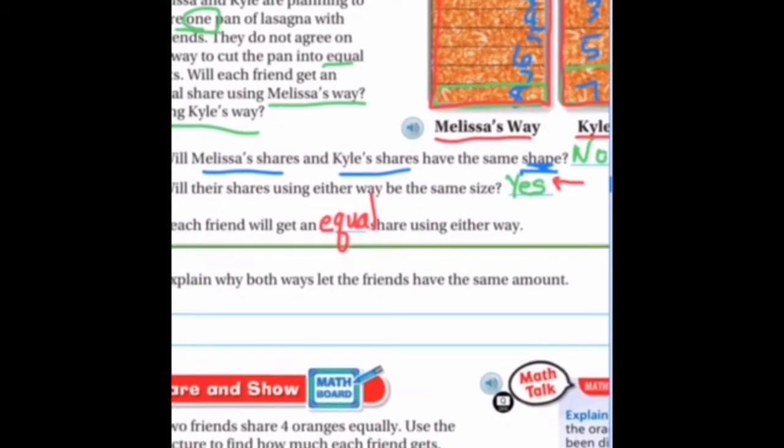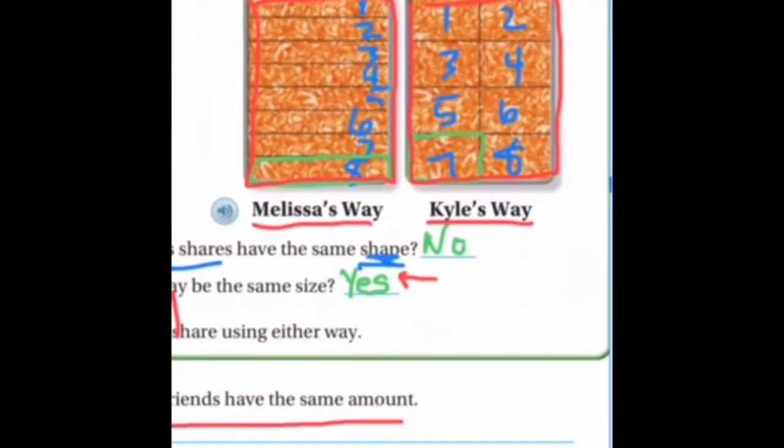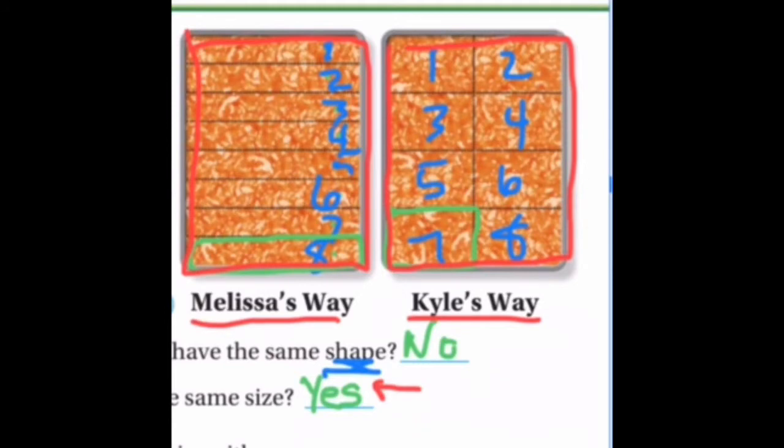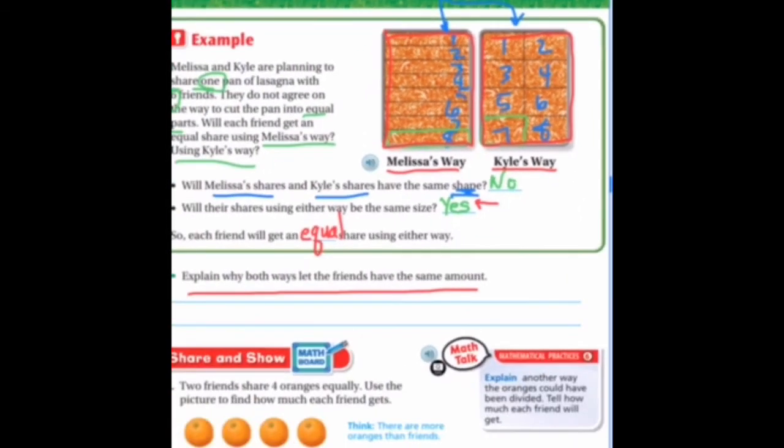Okay, and again, the reason why the friends have the same amount, okay, we used all the lasagna, we used the same size pans, they're both the same size, and we used all of the lasagna, and since they're each divided into 8 equal sections, Melissa's way and Kyle's way, no matter what, you're going to get the same amount of food.